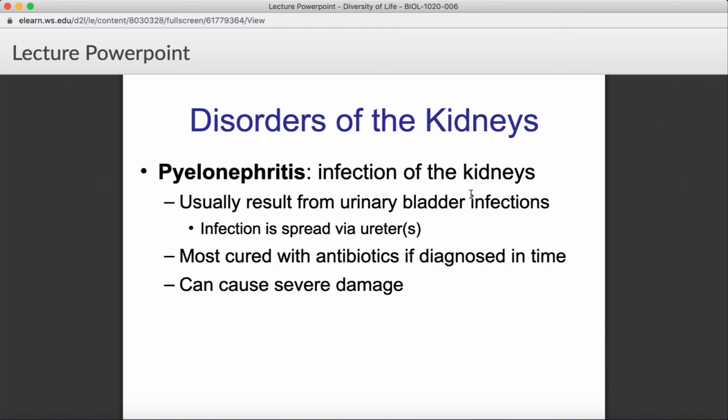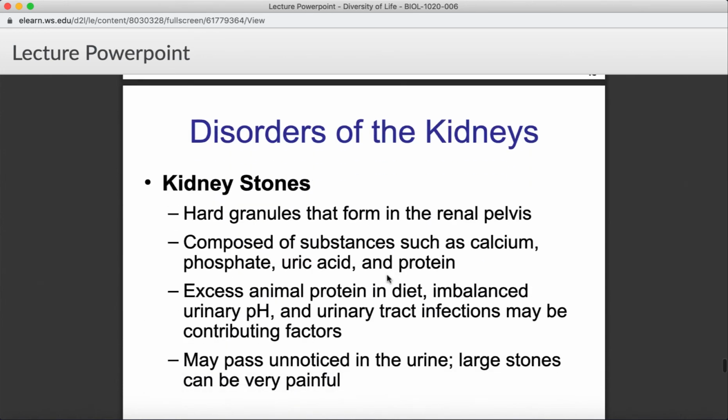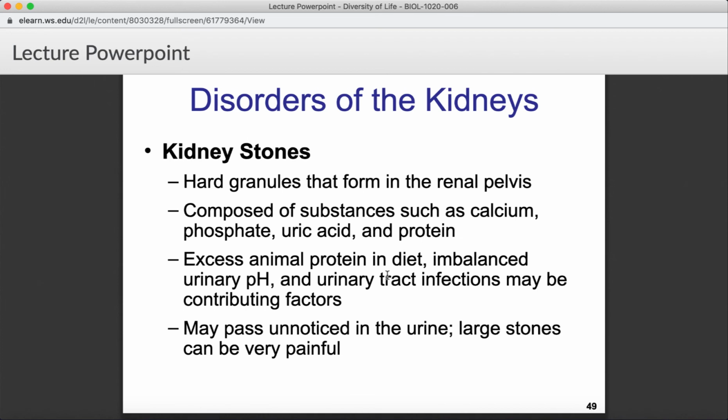Pyelonephritis is an infection of the kidneys, usually comes up from the urinary bladder. So you get a bladder infection, and then the infection spreads via the ureters to the kidney. Usually you give antibiotics for this, but it can cause severe damage. Kidney stones, hard granules that form in the renal pelvis.